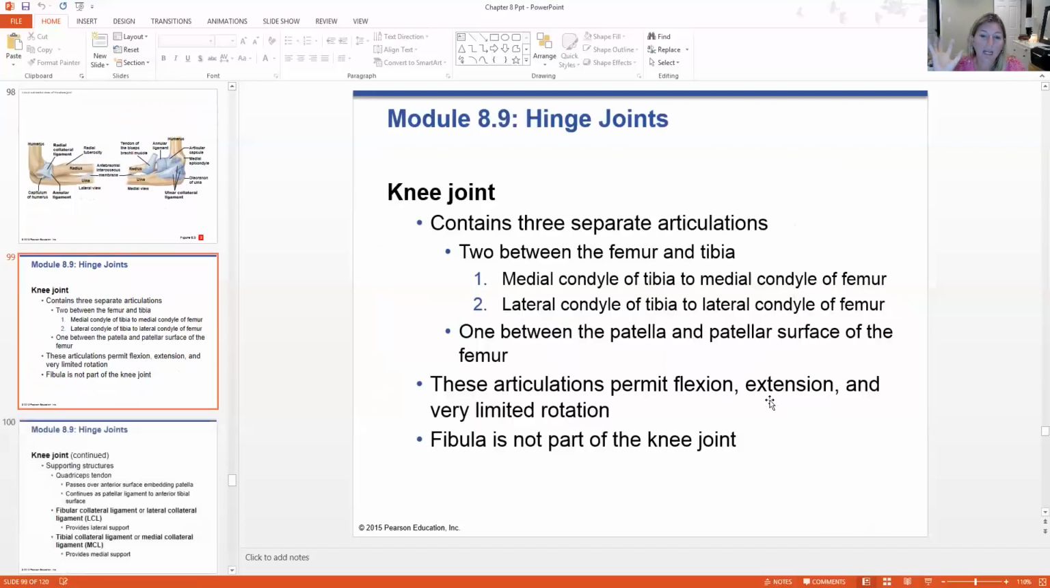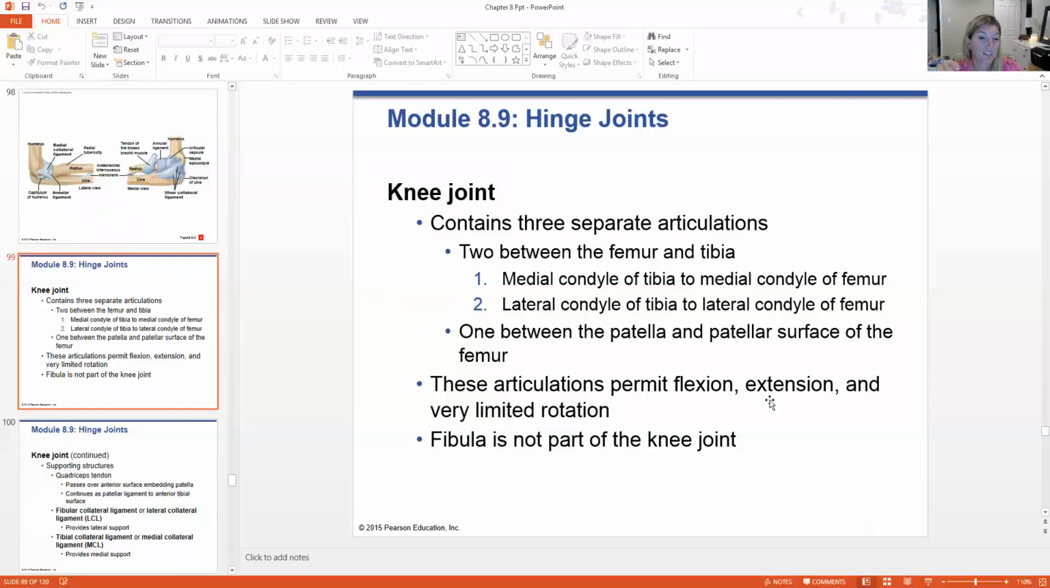Knee joint, which we kind of talked about already in terms of just the general features, but since we're talking about hinge joints, we may as well throw it in there. It contains 3 separate articulations: 2 between the femur and tibia, and 1 between the patella and the patellar surface of the femur. So there's 3 things going on. You have the lateral condyle of the tibia, lateral condyle of the femur, medial condyle of the tibia, medial condyle of the femur, and the patella and patellar surface.